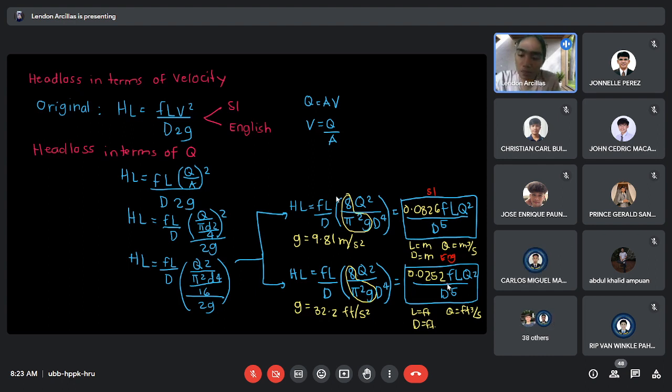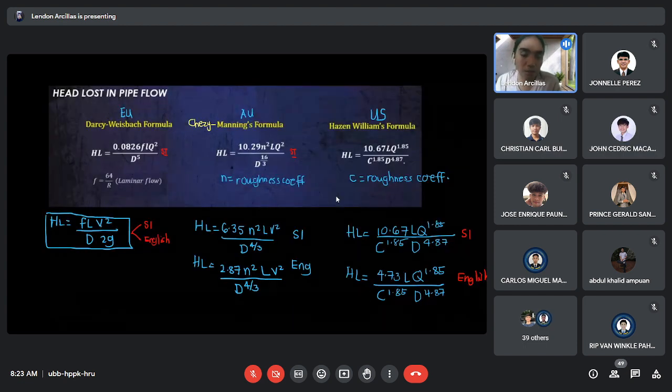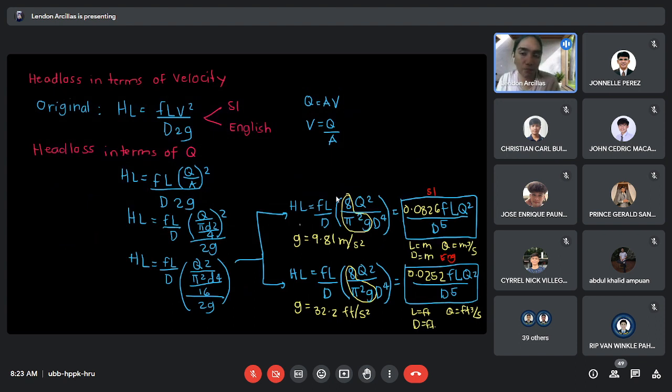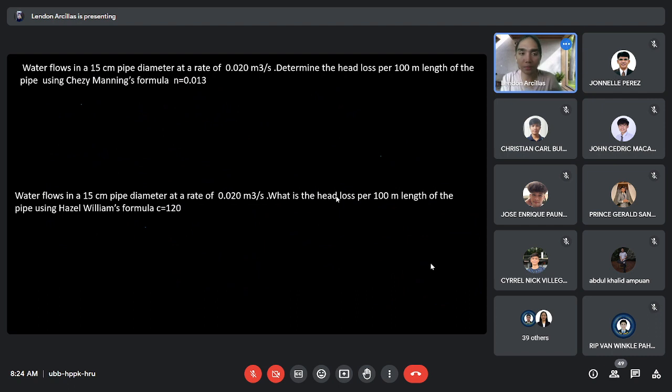So, you need to memorize these formulas. Pwede namang ganito na lang yung i-memorize nyo, FLV squared over D times 2G, since ito naman yung naka-SI in English. But yung Q na yun, gagawin mo pa siyang velocity. Okay? So, alam nyo naman yung formula ng Q, that is area times velocity. So, yun lang yun. So, ganun lang yun yung process ng how to derive this one. Dinerive na lang siya para for the inconvenience sa mga estudyante. So, let's try to answer.